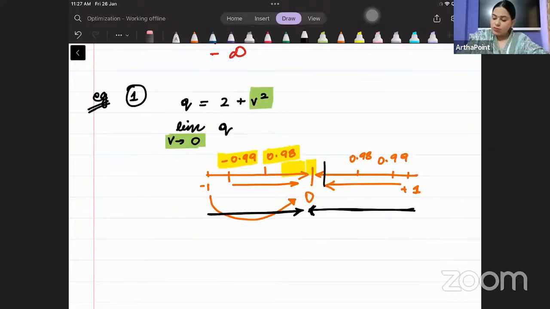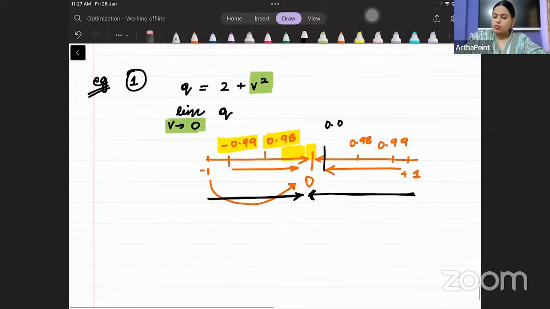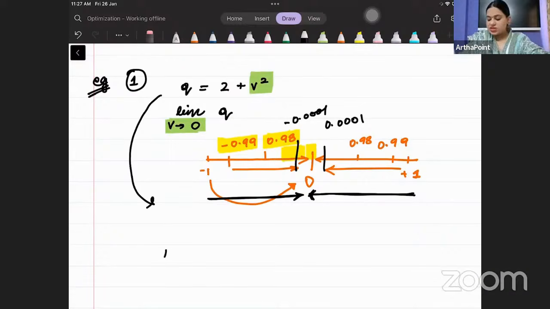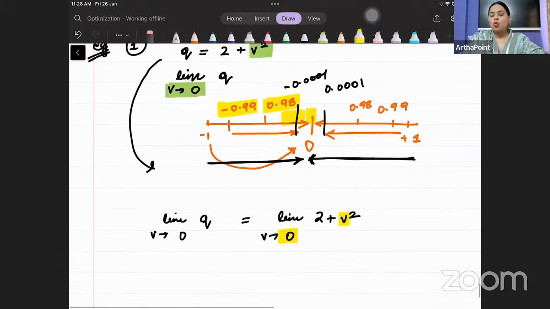And when you put something very, very close to 0, this is 0.0001, minus 0.0001, you will see that the value is very, very close to 2, है ना? So what you can go ahead and do in this case is this. So limit V tends to 0, इसका मतलब होगा बेटा limit V approaches 0, 2 plus V square. So instead of V, you can simply put 0.